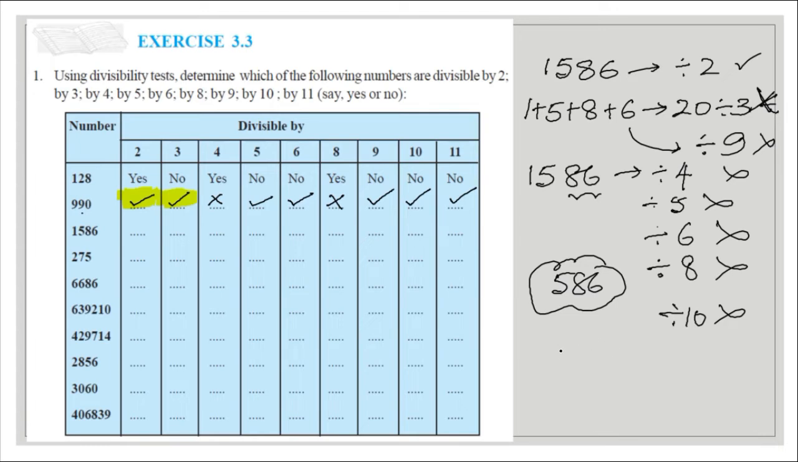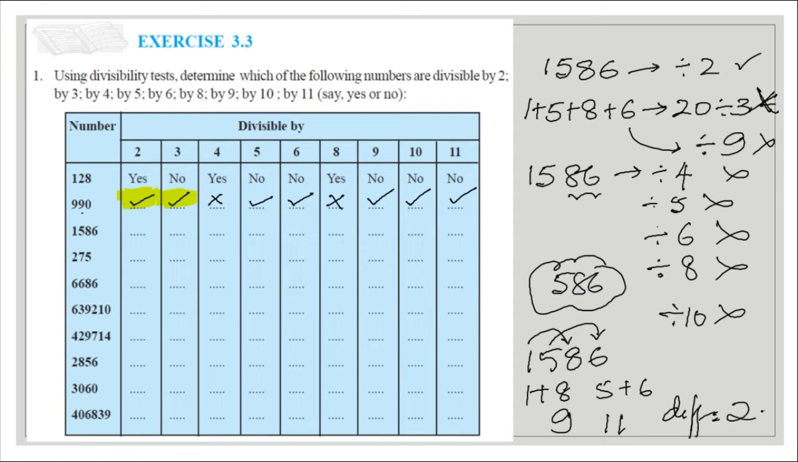and for even places and odd places, if I consider 1586, the sum of these two digits and the sum of these two digits we have to add. 1 plus 8, 5 plus 6 we have to do. 9 and 11, the difference is 2. When the difference is not a multiple of 11, it is not divisible by 11 also.